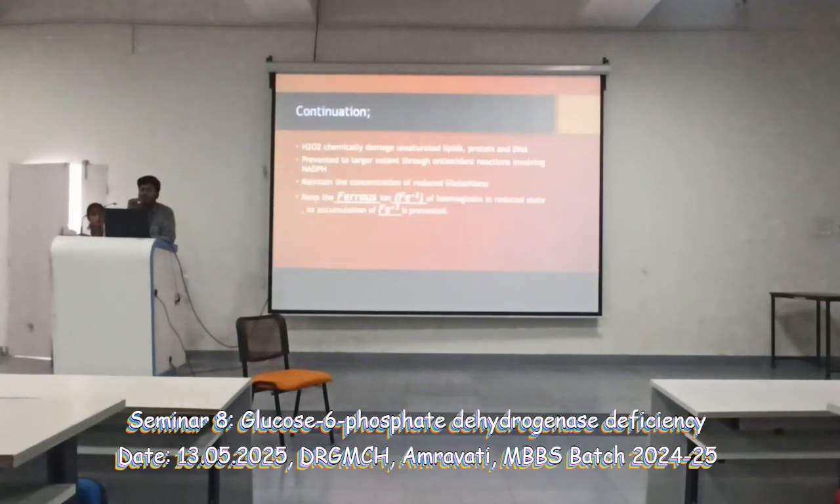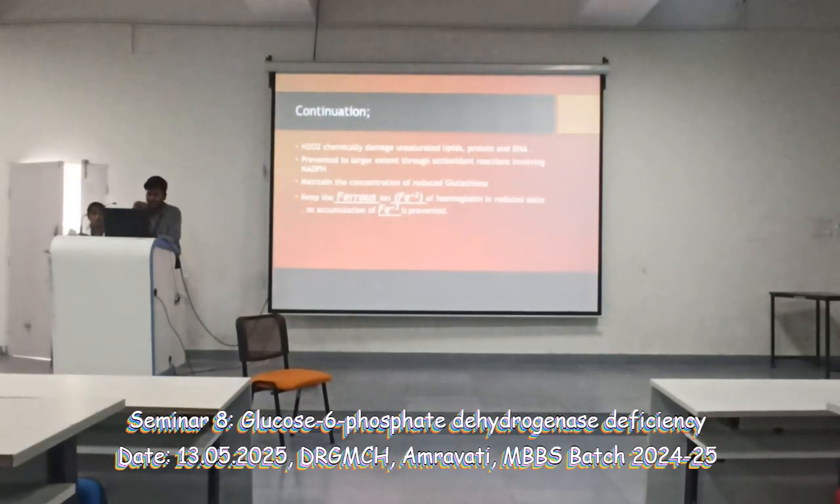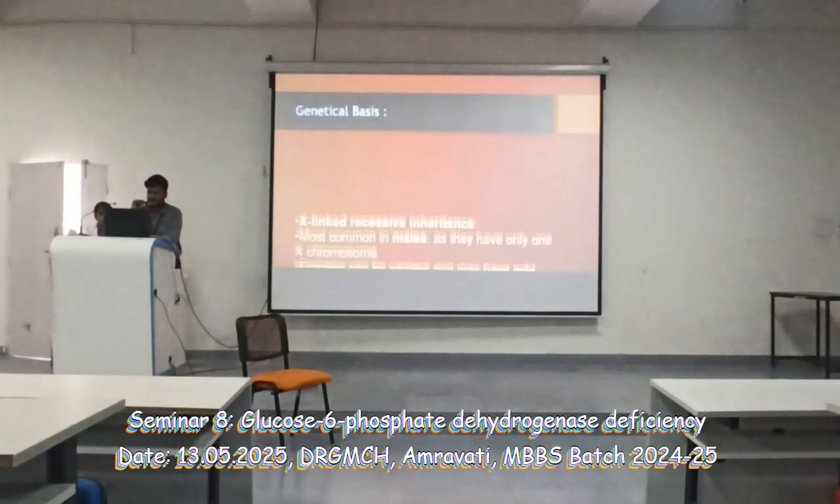Hydrogen peroxide chemically damages unsaturated lipids, proteins and DNA, which is prevented to a larger extent through antioxidant reactions involving NADPH and the maintenance of the concentration of reduced glutathione. It also keeps iron in its Fe+2 form, so the accumulation of Fe+3 is prevented.